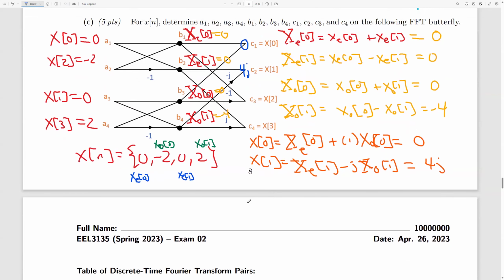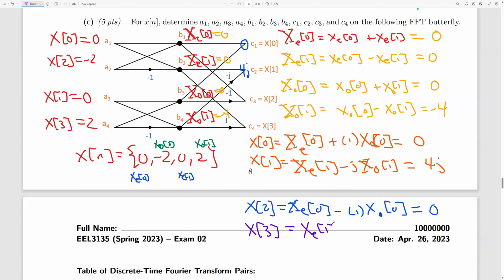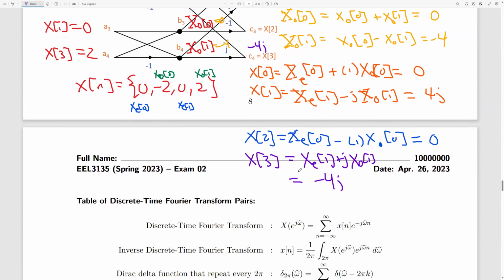Next, what is left is x2 and x3. So x2 equals x e of 0 minus 1 times x odd of 0. And this is actually just equal to 0 because x e of 0 is 0 and x odd of 0 is also 0, so you get 0. You're left with one extra term. So you're going to get x of 3 equals x even of 1 plus j x odd of 1. And that's equal to 0 plus j times x odd of 1, which is negative 4j. So this would be negative 4j, and that is how you complete your butterfly diagram.